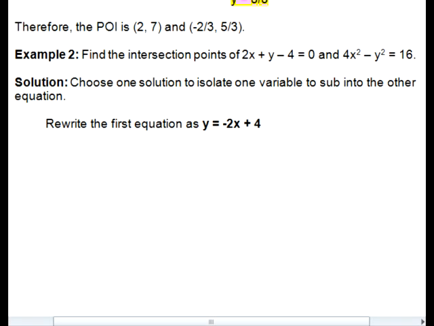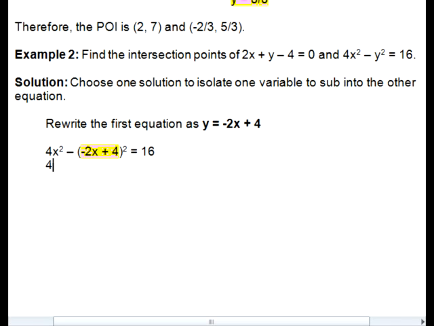So now we're going to substitute. It's going to be 4x squared minus negative 2x plus 4 squared equals 16. If you look at what I did there, everywhere I saw a y in the second equation, I'm going to put in negative 2x plus 4, squared.